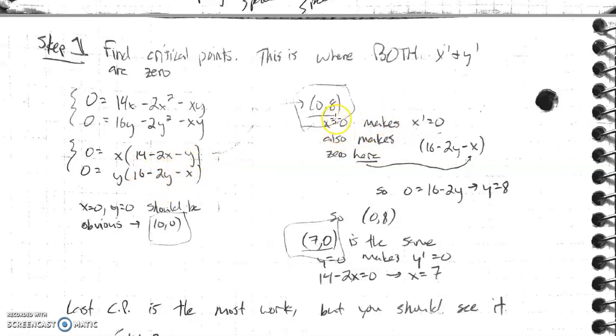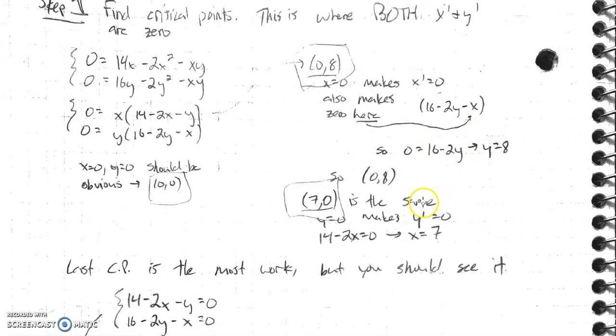So if x equals 0, it makes x prime 0. That also makes a 0 right here, which gives me, if I want this set of parentheses to be 0, 16 minus 2y is 0, which gives me y equals 8. So I get 0, 8. So 7, 0 is the same. If I make the bottom equation 0 by making y equal to 0, and then instead of looking at this piece, look at this piece, then that would be 0, and you should see that x equals 7 would solve that.